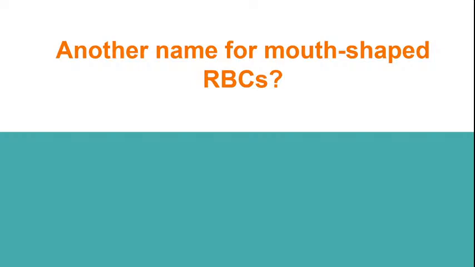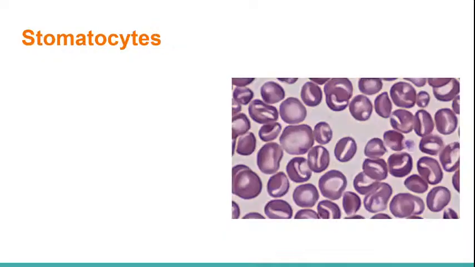All right, now let's look at mouth-shaped cells. Another name for mouth-shaped cells is stomatocytes. Stomatocytes are characterized as such. They look like mouths. One looks like a sad face, one a confused face, and one is laughing. Look at it. They really look like mouths.